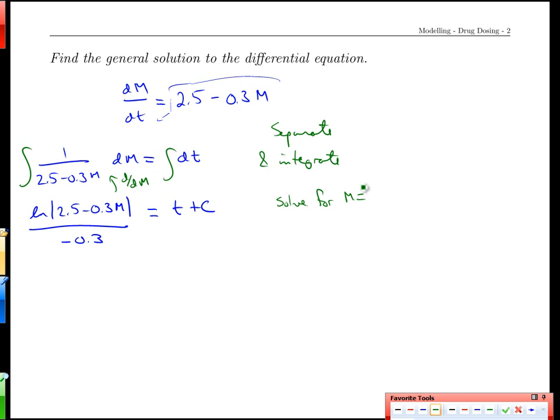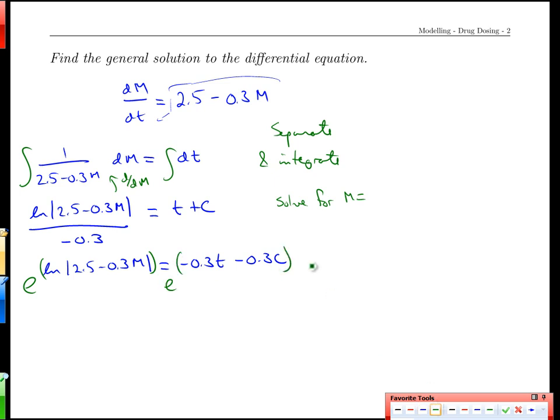So let's take a look at how we might accomplish that. Obviously bring the negative 0.3 up first. Maybe not obviously, but I think that's a good first step. So negative 0.3t minus 0.3c. Then exponentiate. We want to get into this m, so we need to get rid of the ln. So we'll exponentiate both sides.